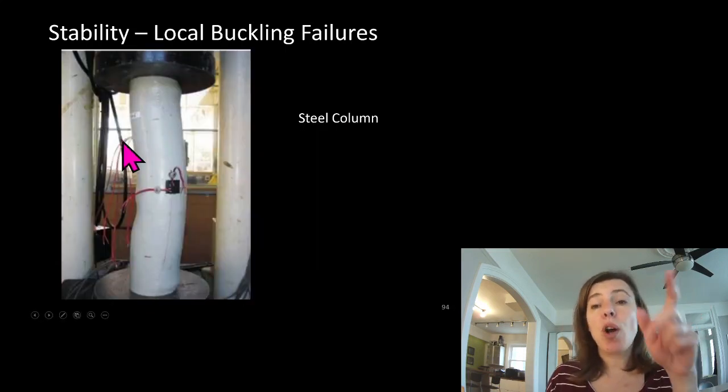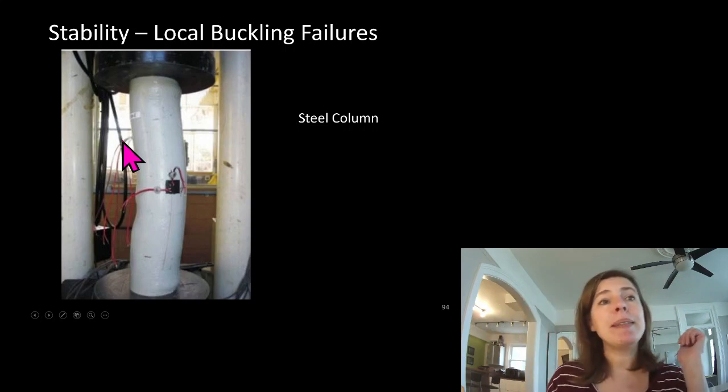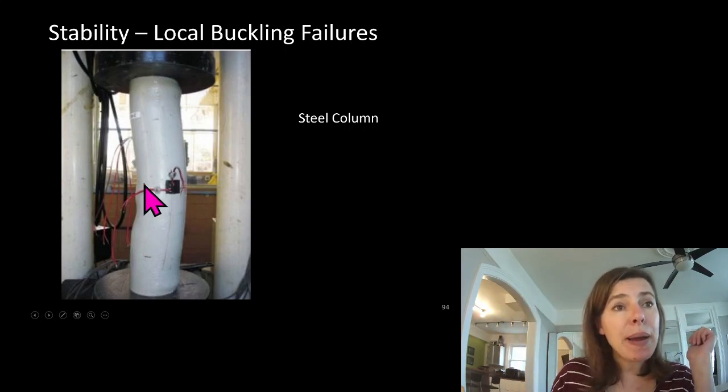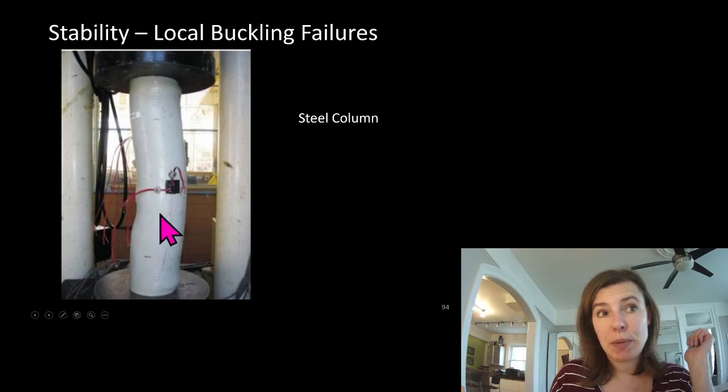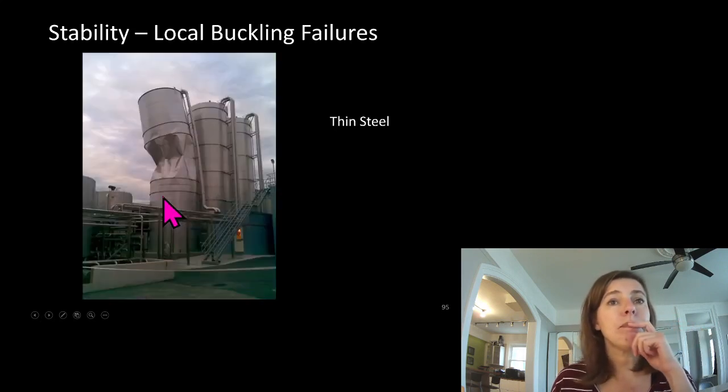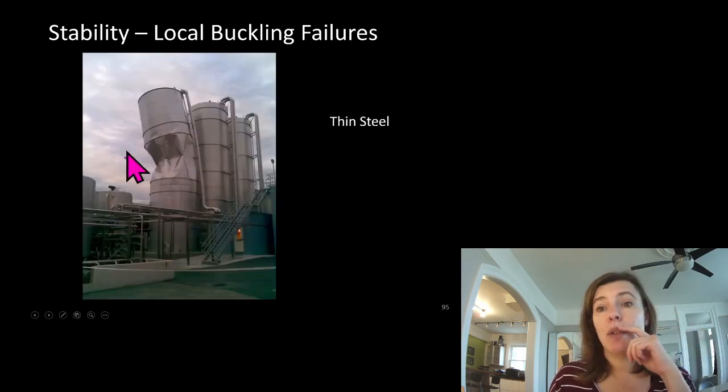So I showed you this column where the whole thing was bending out sideways. Well, this, it's bending out sideways, but you see this? It's got this funny little bump in it here. That's because that's got a local buckling failure about to happen in it. A really good image of local buckling failure.